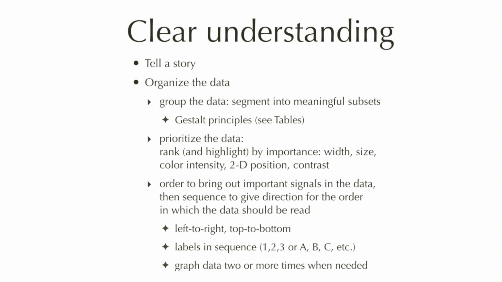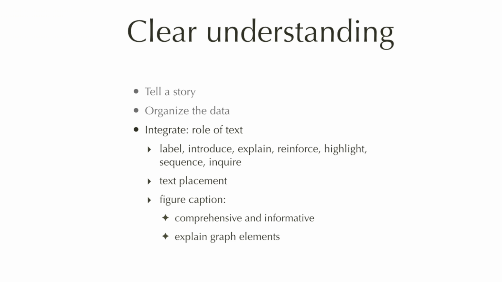Clear understanding involves telling a story. With matrix plots, you have to organize the data around that story. That means your graph reads from left to right and from top to bottom, and the panels should be organized in that way. It's like a simple graph, but it's just more work to get it right. Finally, your text labels and your figure caption become even more important because it has to describe all the elements of the matrix.